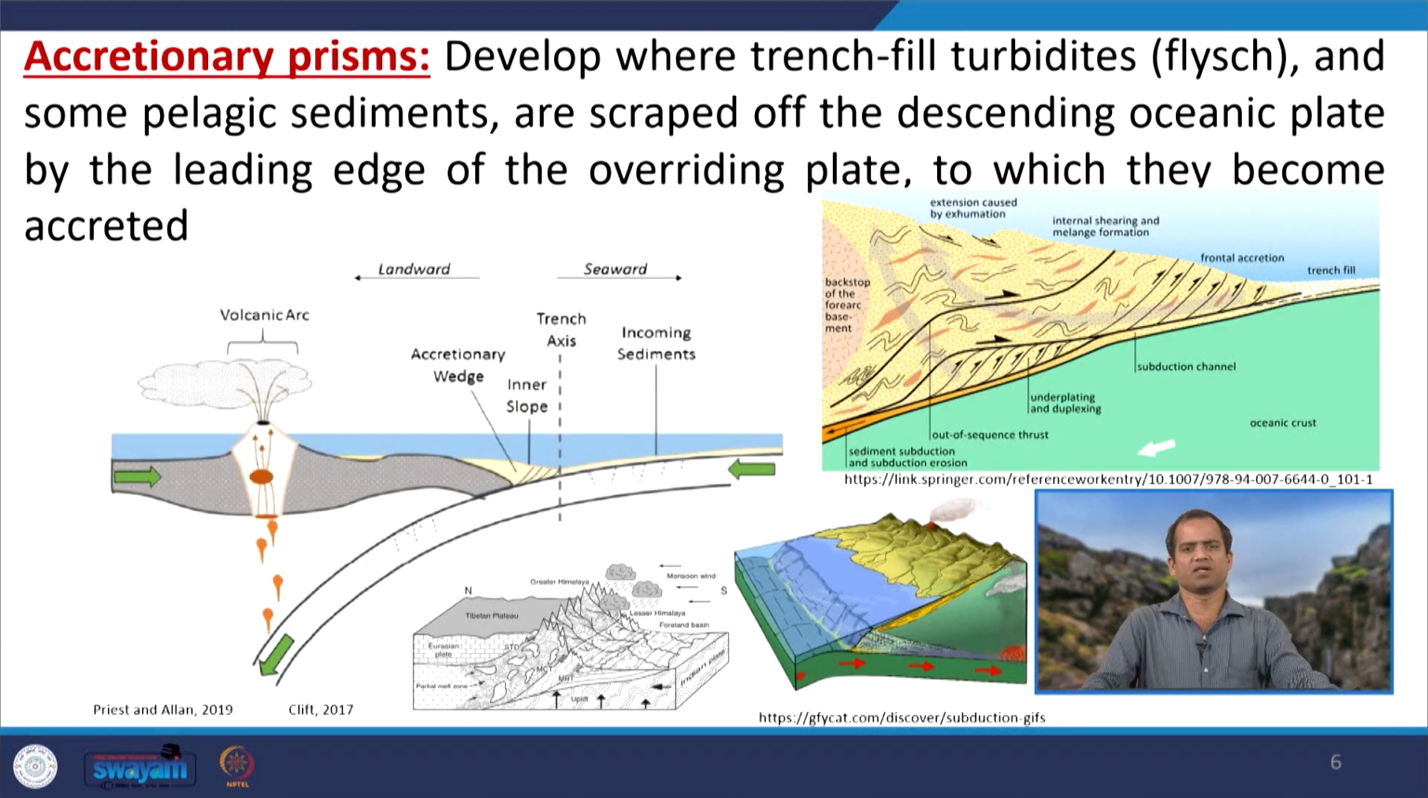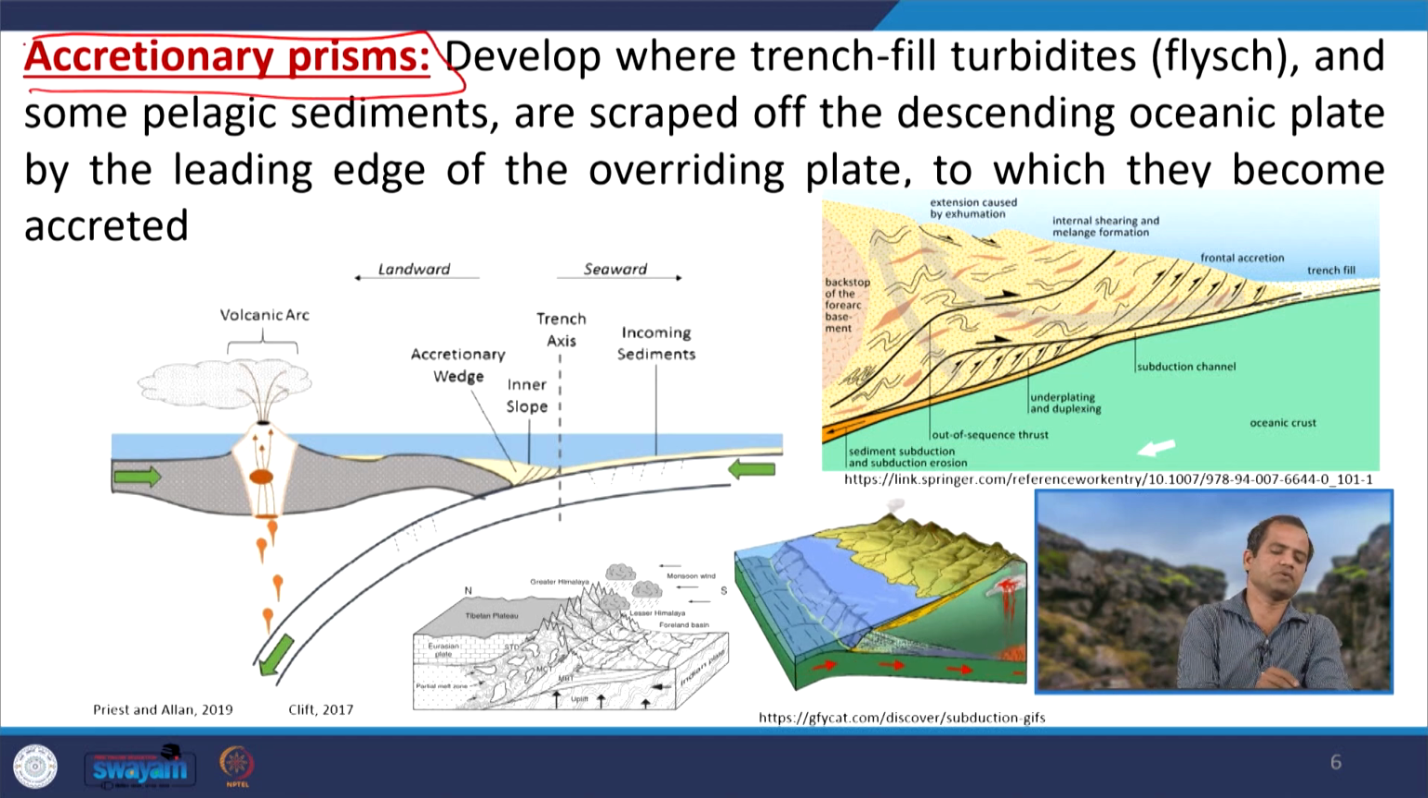Now, the next element, or the last element, of this subduction zone or island arc system, is the accretionary prism. This word is also self-explanatory. What is accretion? It means addition. So, a prism-shaped sedimentary body is developed due to accretion, due to addition. Where will it be added? It will be added at the front and at the base.